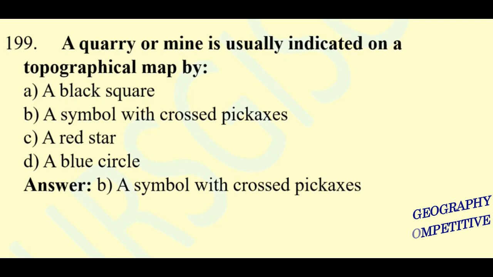199. A quarry or mine is usually indicated on a topographical map by a black square, a symbol with crossed pickaxes, a red star, a blue circle. Here the right answer will be a symbol with crossed pickaxes.